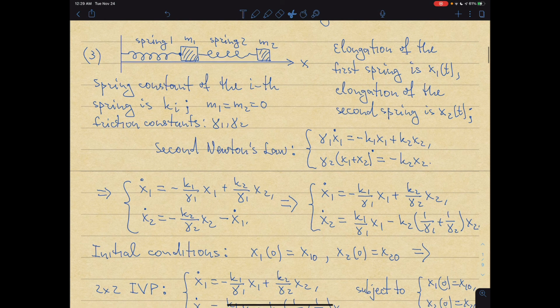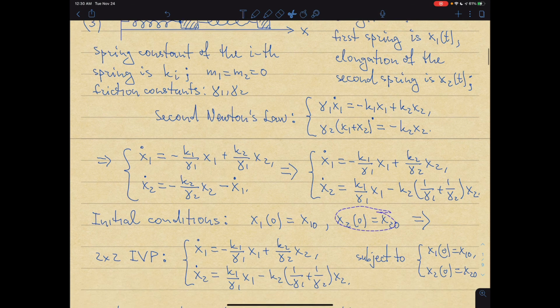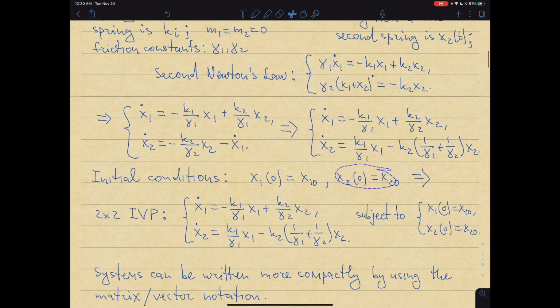Now, in this case also, if I want to find the positions of masses at any moment of time, I need to prescribe initial conditions. So in this case, I need two initial conditions because I have two first order equations. So prescribing the initial position of mass 1 and the initial position of mass 2 should do. And so we get an initial value problem, right? The system of two ODEs subject to initial conditions.